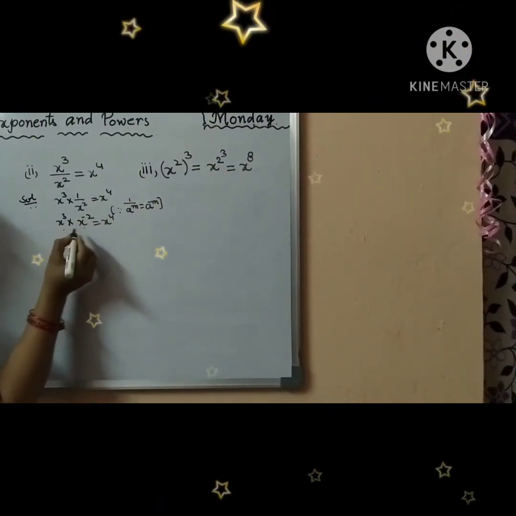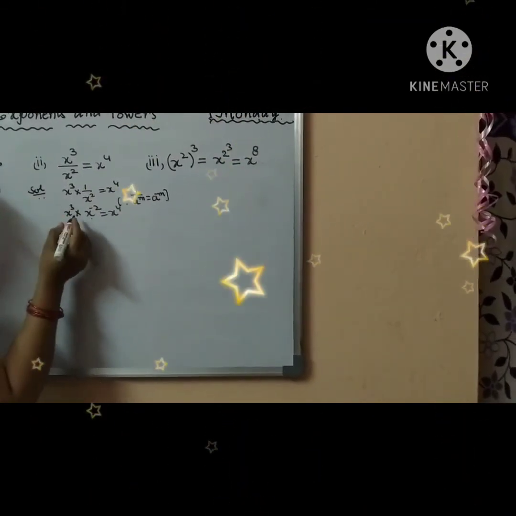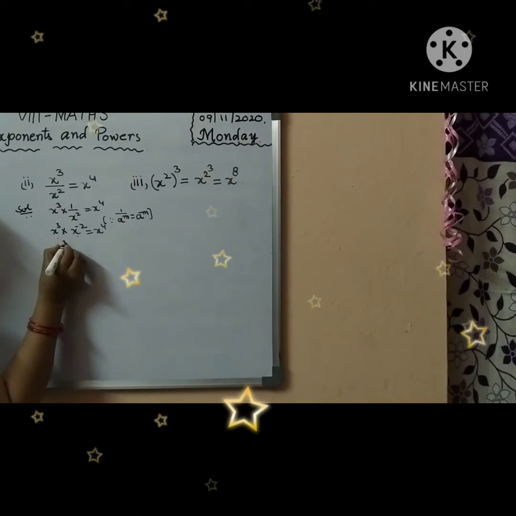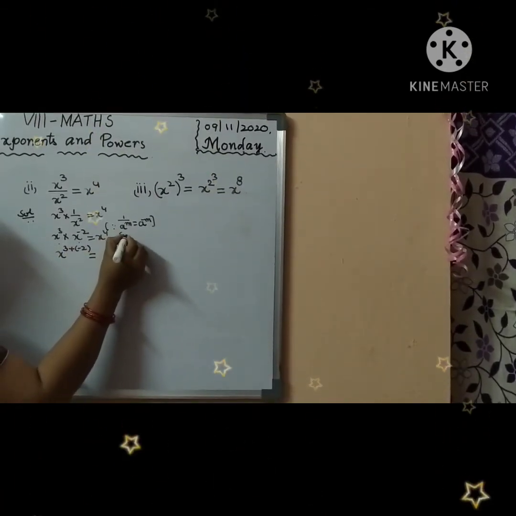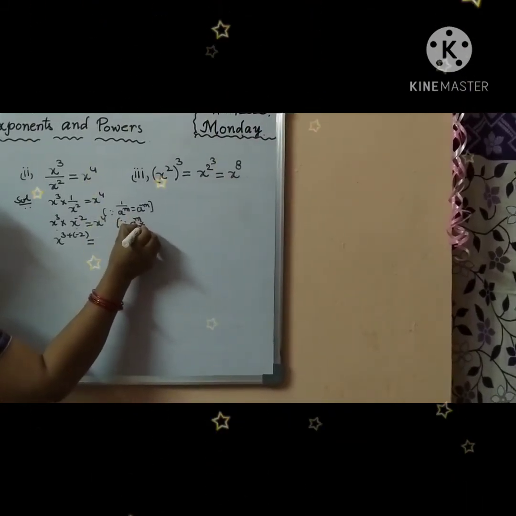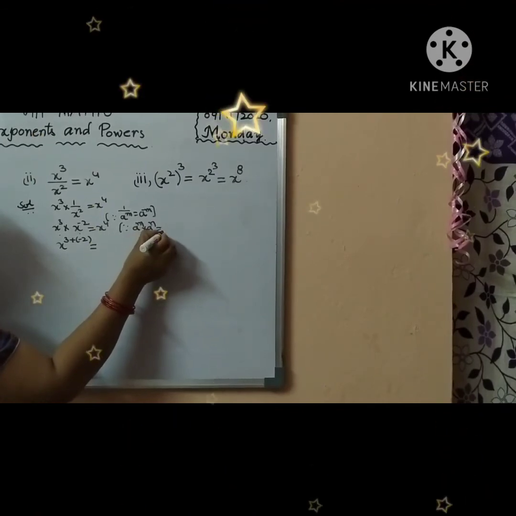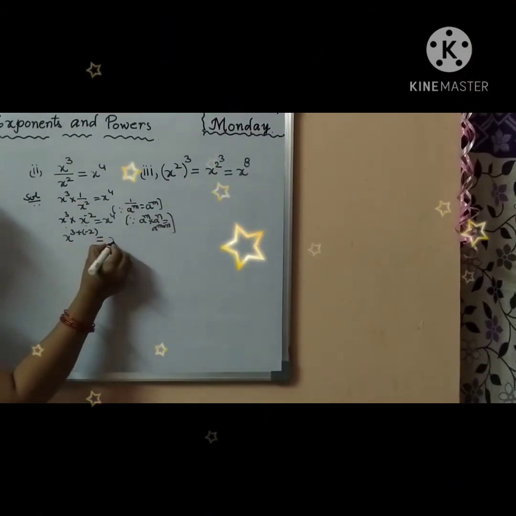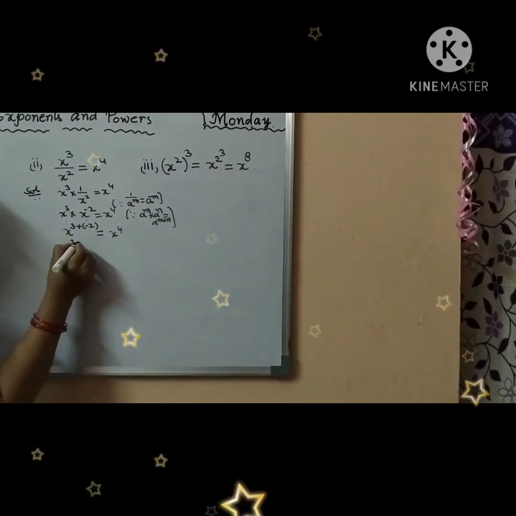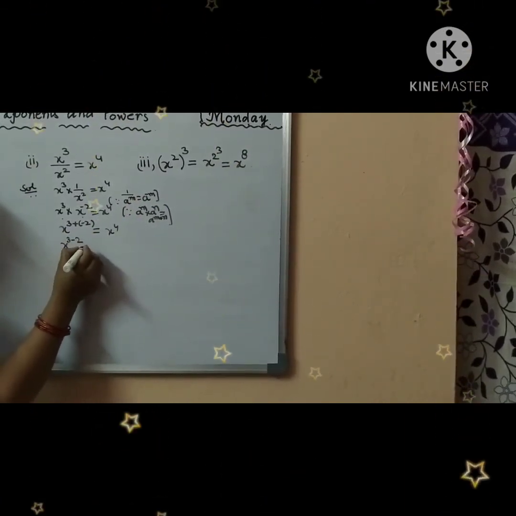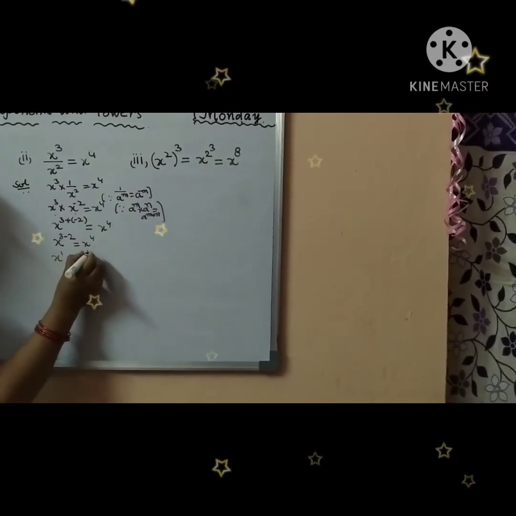Here the bases are same, then the exponents are added. So x power 3 plus minus 2, since a power m into a power n equals a power m plus n. So x power 3 minus 2 is x power 1, equal to x power 4.